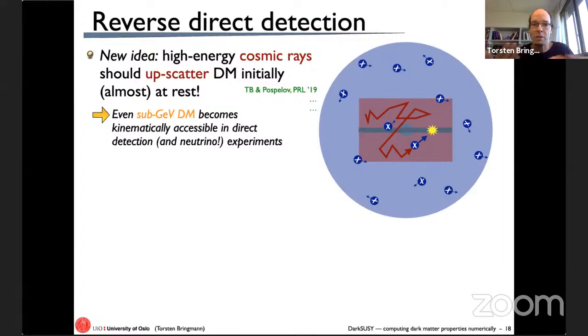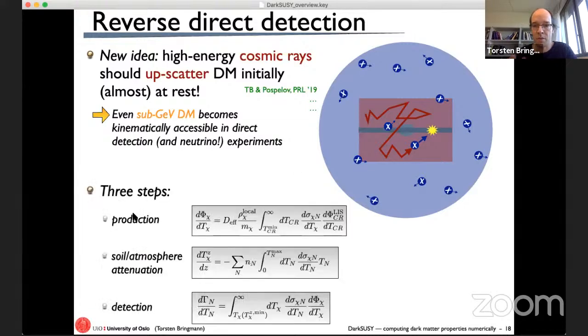Just that you typically think of direct detection as a dark matter particle hitting a nucleus, but here it's exactly the same process, just in reverse order. So it's a cosmic ray nucleus hitting a dark matter particle, and as a result, this dark matter particle will be accelerated. So you basically have to take into account 3 steps. There's a production: you will produce a flux of high energy dark matter particles, which is not accounted for in the standard halo model.